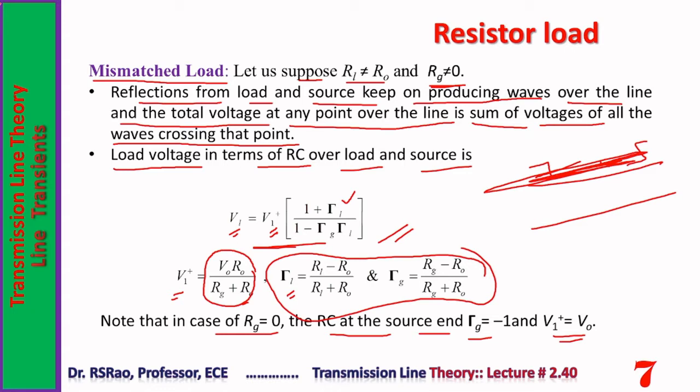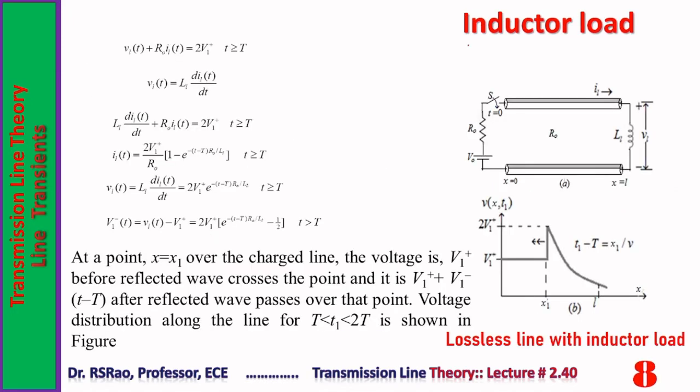If the line is mismatched at both the ends, it leads to infinite number of reflections, multiple reflections, never ending reflections. Ultimately, the load voltage becomes equal to the expression V1 plus multiplied by 1 plus gamma L by 1 minus gamma G gamma L. Now we consider inductor load. Earlier it was resistance, now inductor.